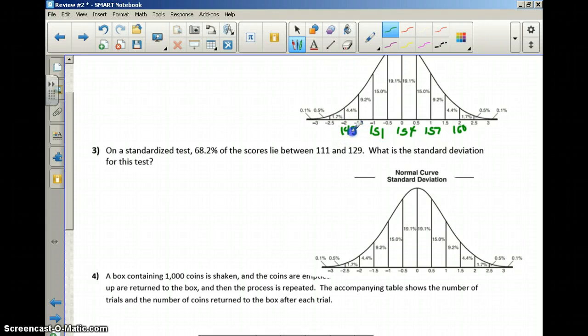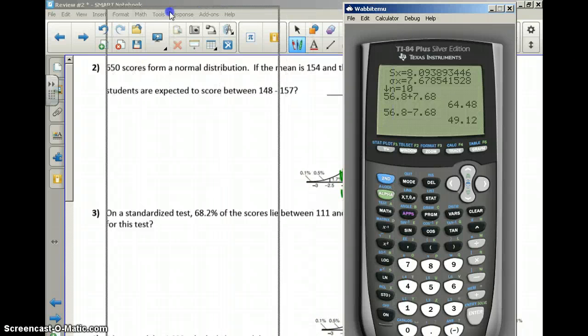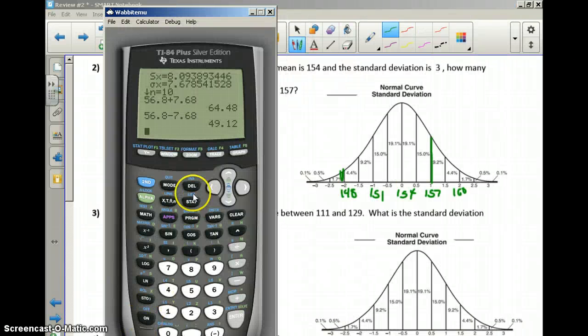The question is asking me now to find how many people are between the range of 148, which is here, and 157, which is here. So what I have to do is add up these percents. Now I'm going to use my calculator and add up these percents.